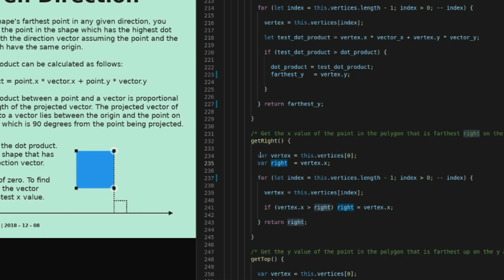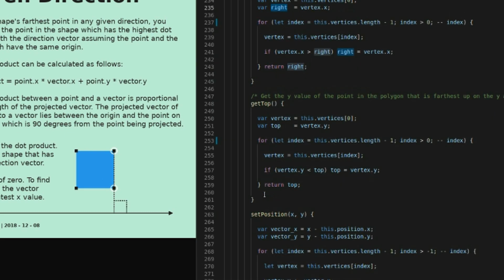Now it's the same for all the other functions: get right, get left, get top. Here's get top. It's the same exact setup. It looks pretty much exactly the same. All we're doing is testing to see what the highest, or actually the lowest, y value is in our polygon. So that's the code for it.